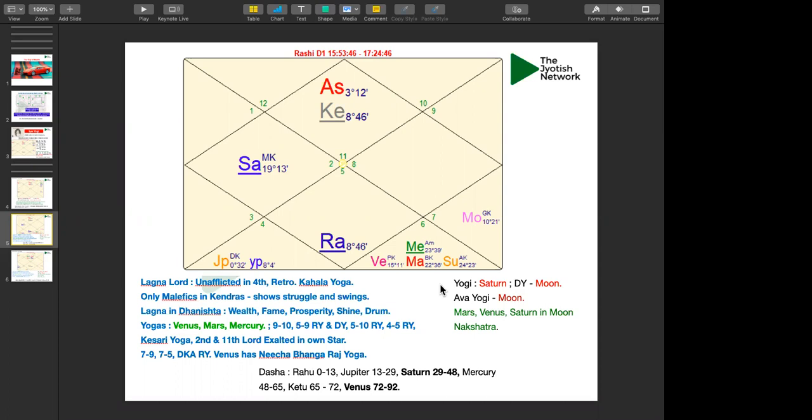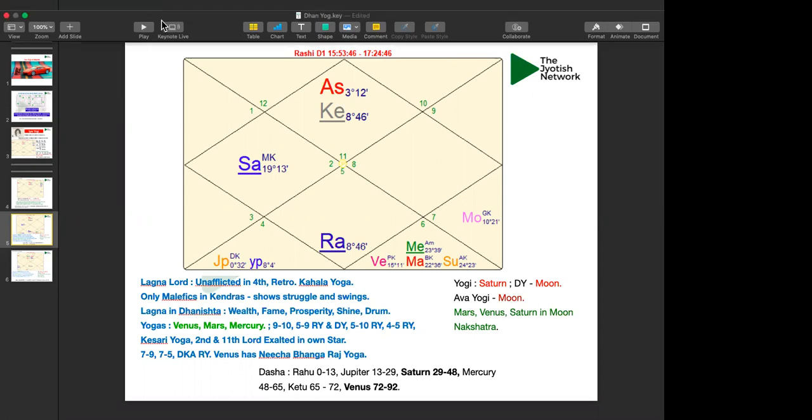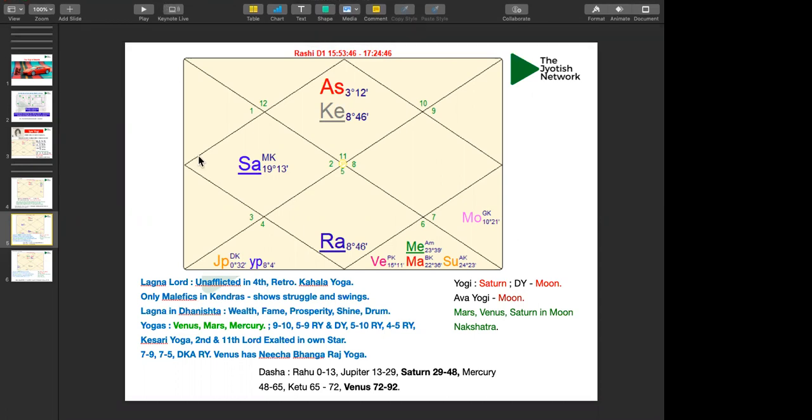And for viewers, the way we calculated Saturn and Moon is this: the Yogi point, as you can see, is in the sign of Cancer in the sixth house, and it's falling in the nakshatra of Saturn, which in this case happens to be the Lagna Lord. And it's in the sign of Moon because Moon rules Cancer, so Moon becomes the duplicate Yogi.